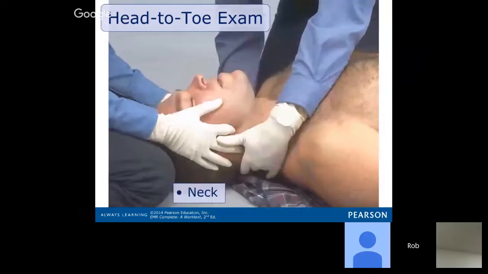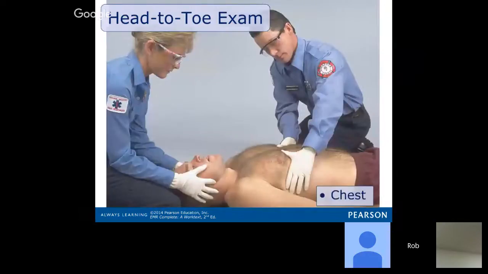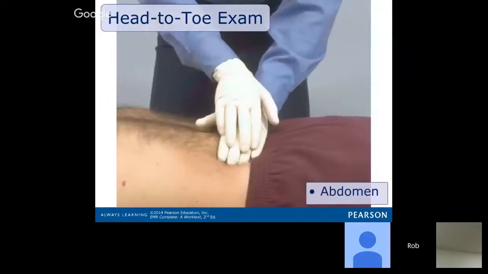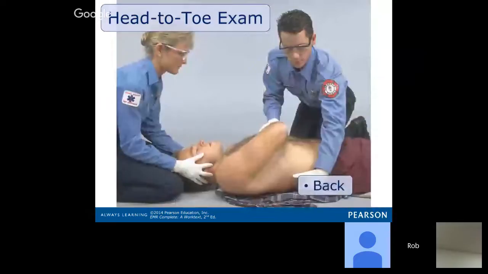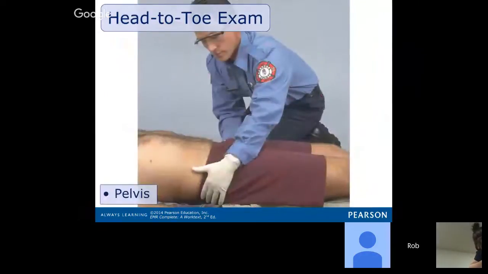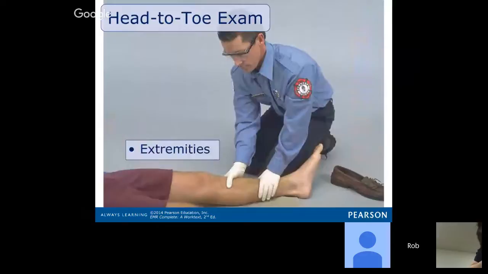So neck, chest, abdomen. Oh yes, and I forgot. Check the back. They're showing a check of the back here. Guys, I would hold off on checking the back until you're going to log roll them onto a long spine board, okay? No sense in moving them to check the back, just to have to move them again in a minute. All right? Checking the pelvis, checking the extremities.